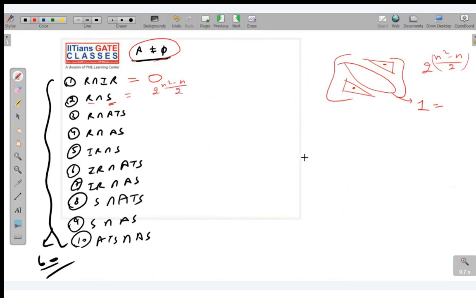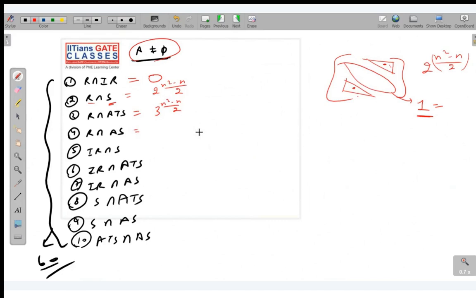Any doubt? Next, reflexive intersection antisymmetric. Same scenario. For the diagonal, antisymmetric was saying it can be present or absent, but reflexive is saying present. So obviously we will take the strict part, that is present. And antisymmetric was saying whether this is present, this should be absent, or this is absent, this should be present, or both are absent. Three possibilities. So 3 power (n square minus n)/2.